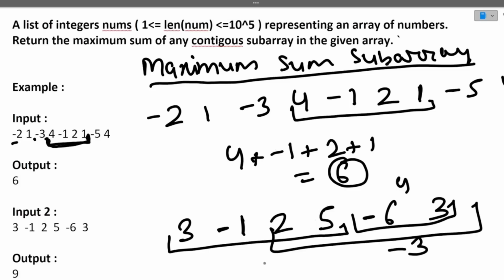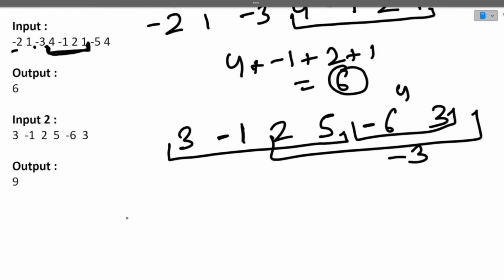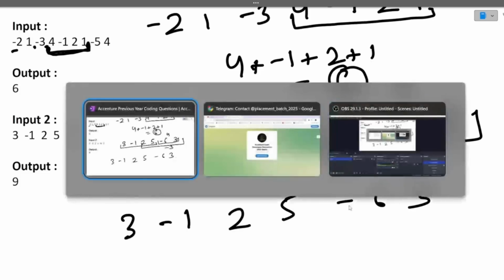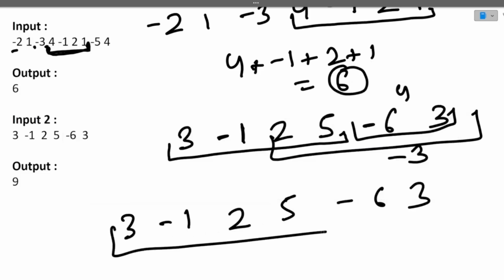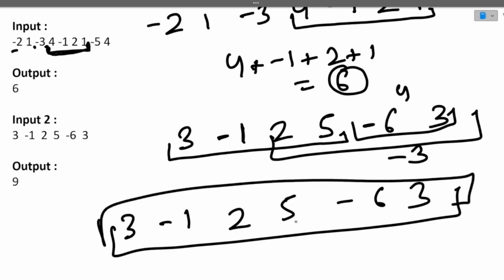Now you will be thinking, sir, we have to find the maximum sum subarray, it's very simple. There is one array that is given to us: 3, -1, 5, -6, 3. Now you will say, sir, we will add all the numbers and the resultant will be the maximum sum subarray. But this answer is wrong. Why? Because there are negative numbers also.